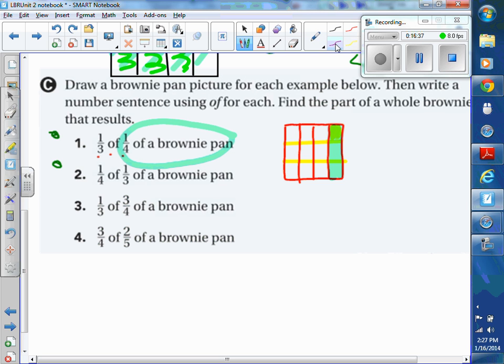So my number sentence with the English is just a third of a fourth is, what's the answer? A 12th. And it's only 1 drop. And it's 1/3 because that's where the overlap is, right? Of means multiply. 1/3 times 1/4 is 1/12.